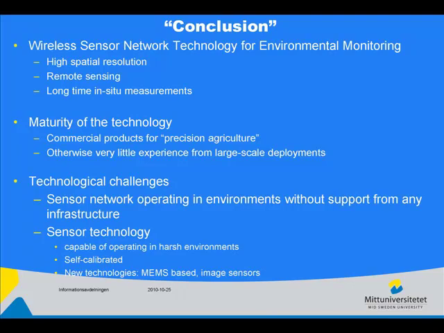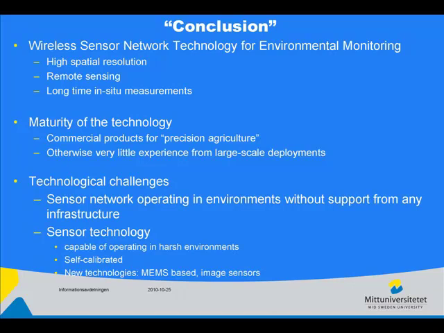The technology provides high spatial resolution measurement when that is needed in an area, remote sensing, also this long time in situ measurement, that we can actually measure in place over a long time period. An interesting thing is the maturity of the technology. There are commercially available wireless sensor networks for agriculture, mainly for winery. But otherwise, there is quite little real-world experience of having a large-scale wireless sensor network and seeing how it behaves and how reliable it is and so on.